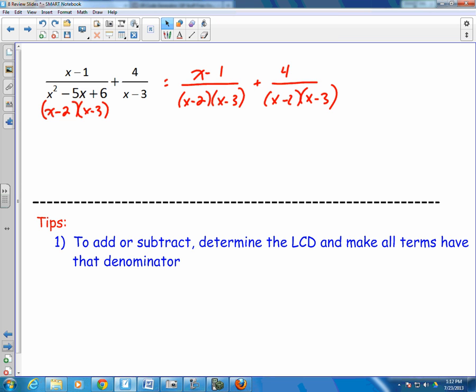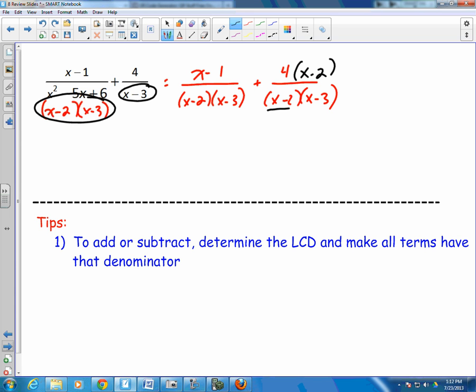Okay, I made the denominator x minus 2, x minus 3. Well, the denominator here already was x minus 2, x minus 3, so I don't have to do anything else. Okay, the denominator here was just x minus 3. I added an x minus 2. You can't just add an x minus 2 to the bottom of a fraction. Okay, the denominator, you also have to add it to the numerator. So that's the tip there.